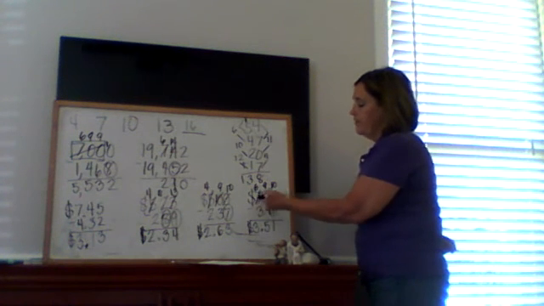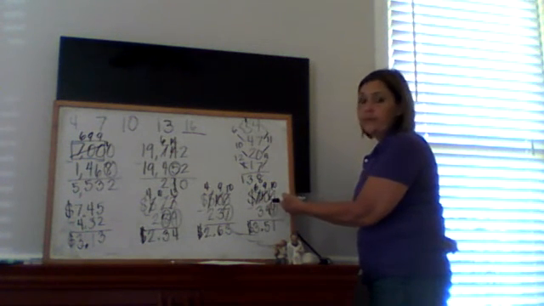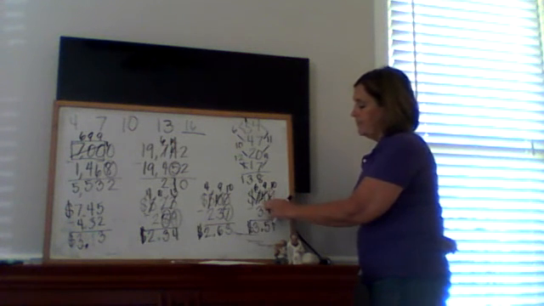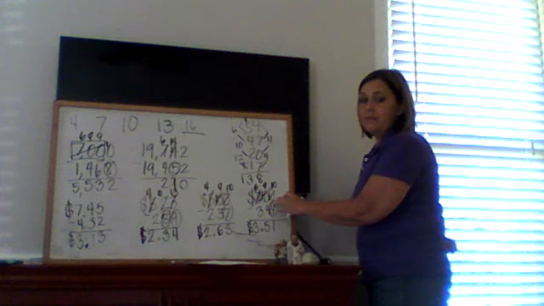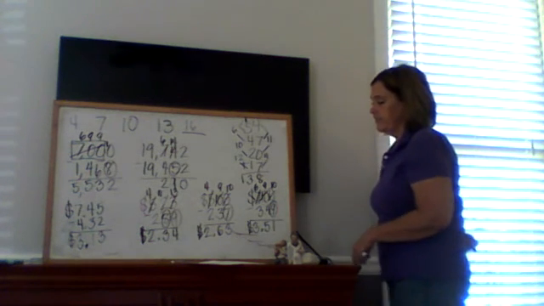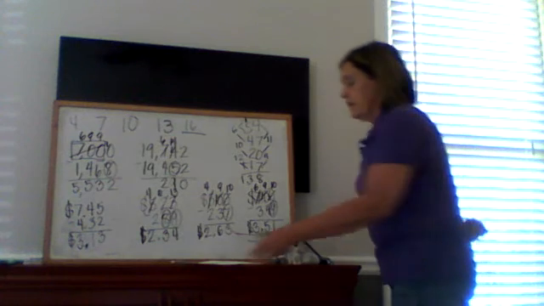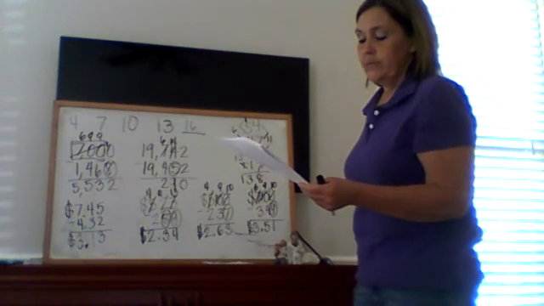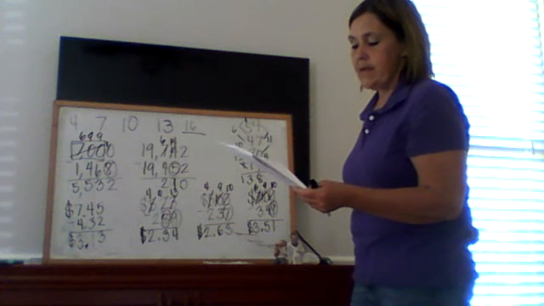You have to bring over a dollar, and a dollar is 100 pennies. So that's how I get that 100. But then I have to bring a dime to the penny column because I still can't subtract 9 from 0. Okay? All right. This is your last one, and it goes with the standard.